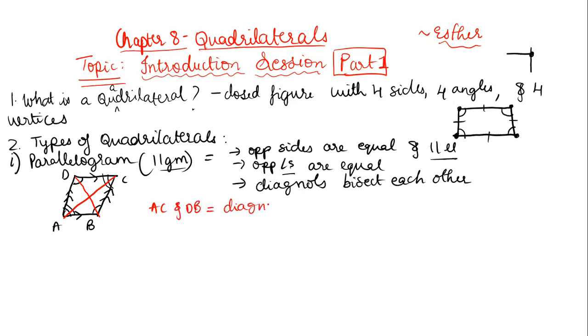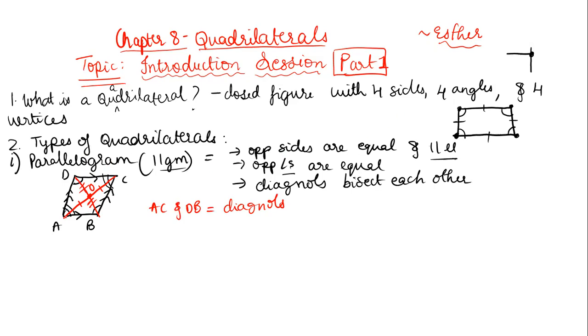Diagonals. Okay, they are diagonals here. Now these diagonals bisect each other, meaning first they meet at point O here. Let's say this point is O, and they bisect each other, which means they divide each other into equal halves. Like this is equal to this and this is equal to this. These lines mean that they're equal to each other.